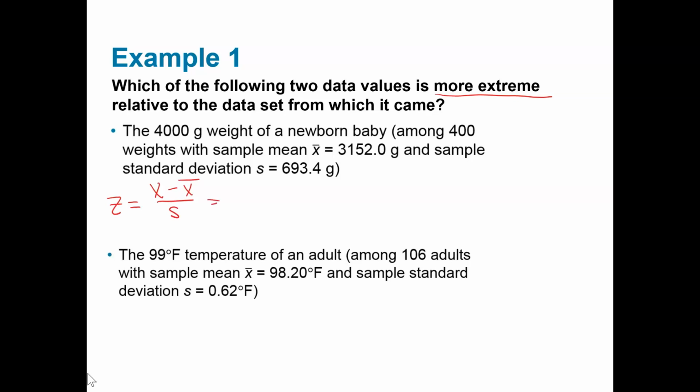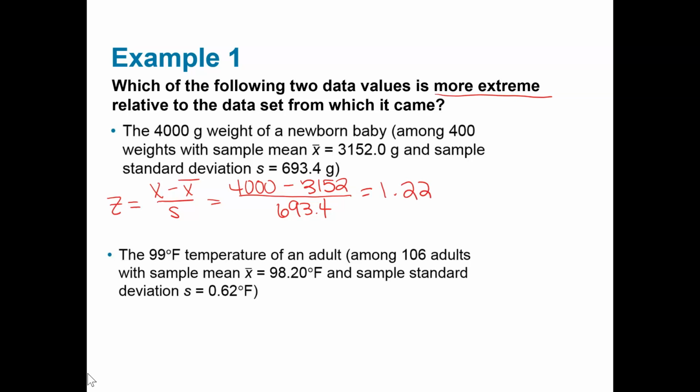So in this case, our data value is 4,000. The mean is 3,152, and the standard deviation is 693.4. So make sure you type the entire numerator and then hit enter and then divide by that number, and we should get a z-score of 1.22.